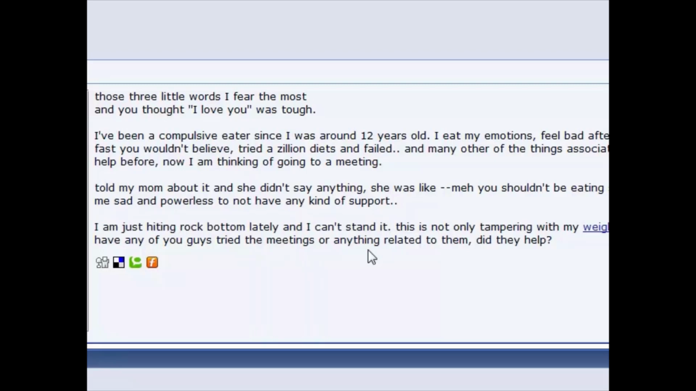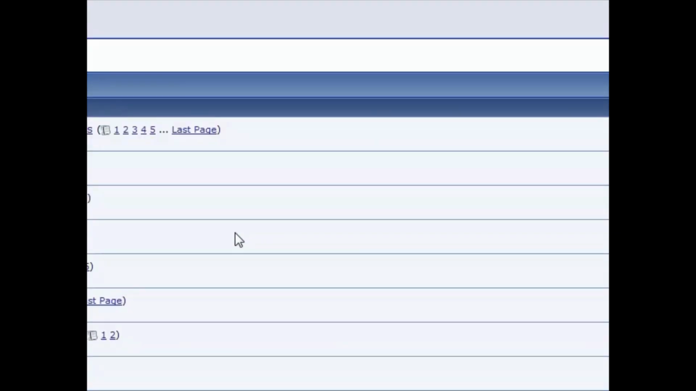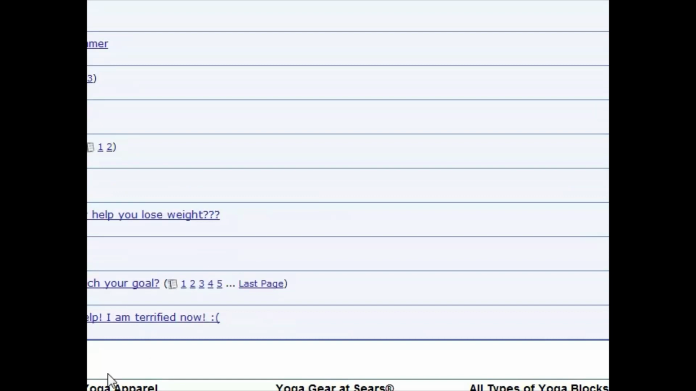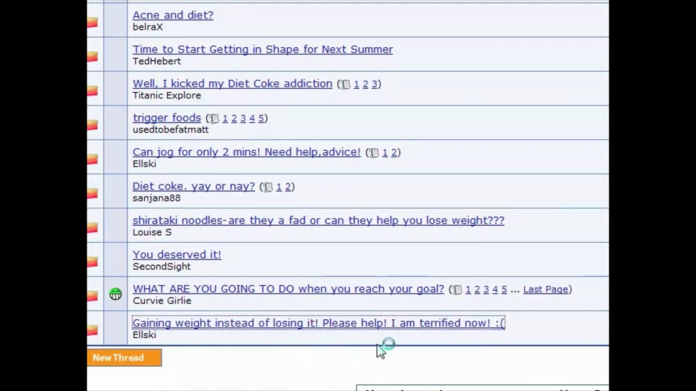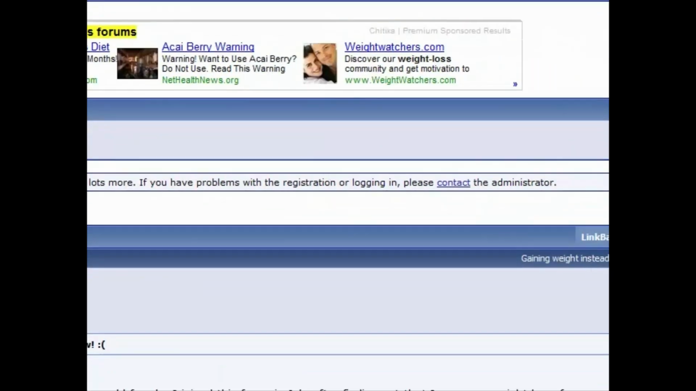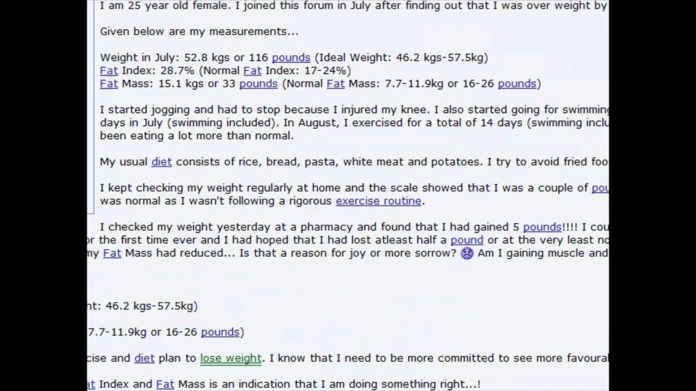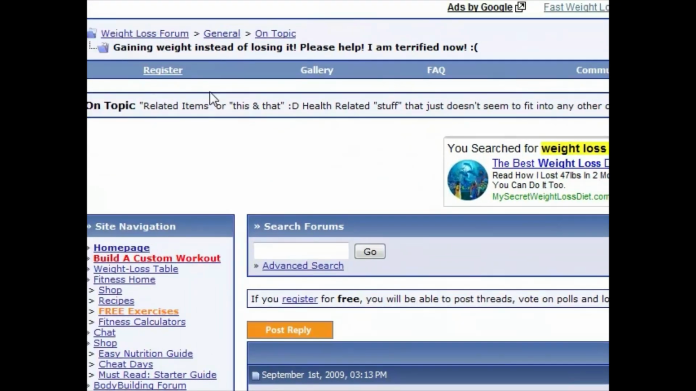I would copy these and put those onto a text file, okay? And I would just keep doing that. I would go through all these forums. I would make note of them, and oh, look, here's a great one. Gaining weight instead of losing it. Help, I'm terrified now. Oh, that's great. Fear, they're afraid. And so these are things that I can hit on whenever I build my review page, okay? So that is the first thing that I would do. I would make note of all of those buyer buttons.